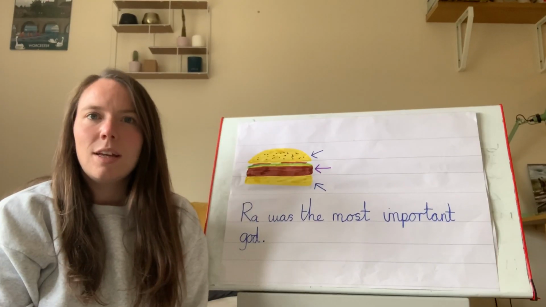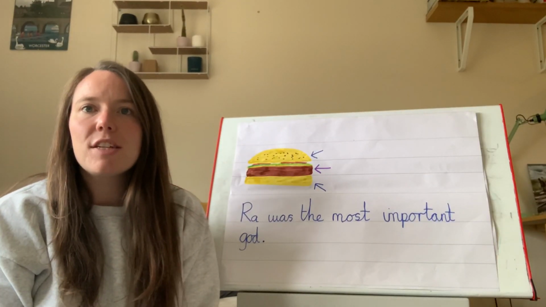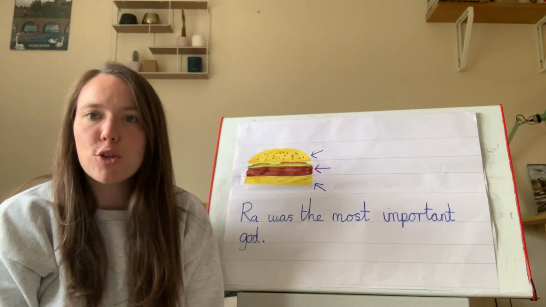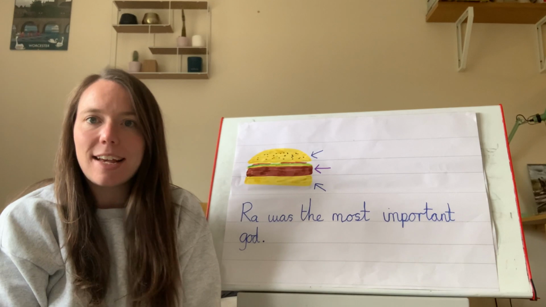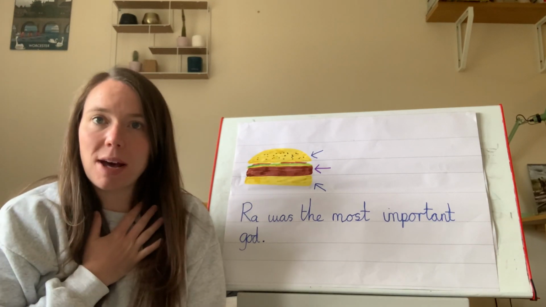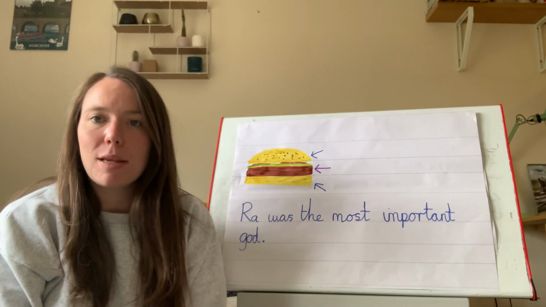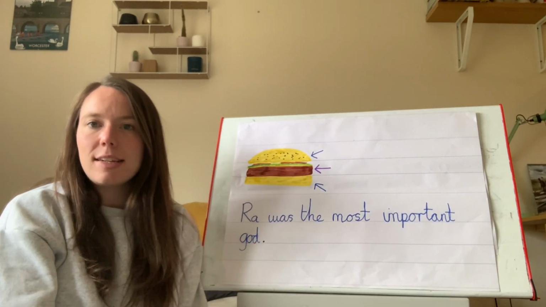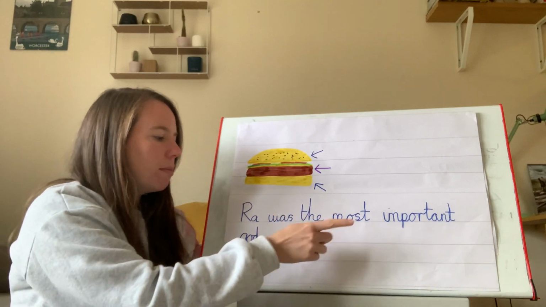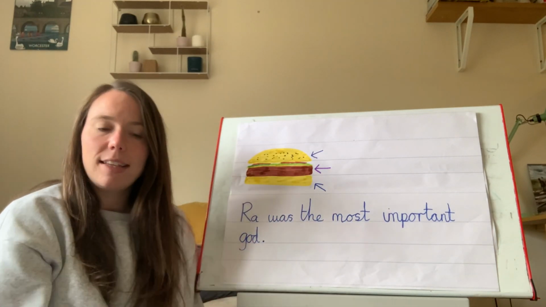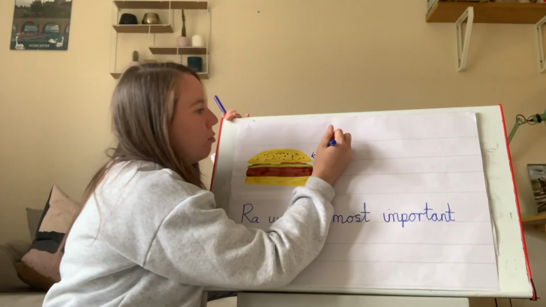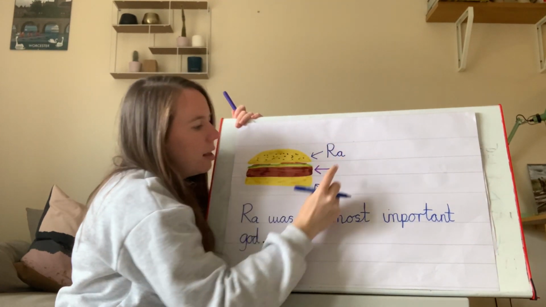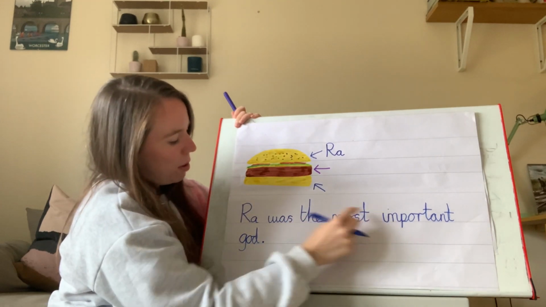So, we have had a go at finding relative clause sentences in a text. Now we're going to have a go at reading a piece of text and retrieving extra information to add in as a relative clause. I will show you a my turn first, and then you can have a go at some yourselves. So, here is my cheeseburger. My main clause and sentence that I've already written is Ra was the most important god. If I add this to my cheeseburger, I'm going to put Ra at the top as the top juicy bun. And at the bottom, I'm going to put was the most important god.